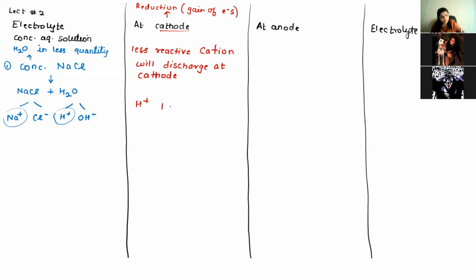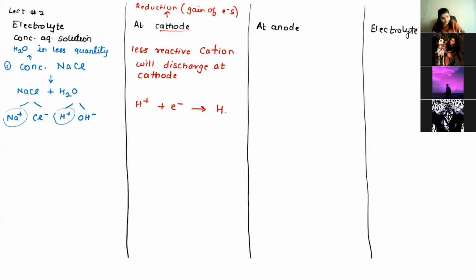So H+ plus electron will give me H. Jessica, is hydrogen diatomic or monatomic? It's diatomic. Yes, so we have to write H2: 2H+ plus 2 electrons gives me H2. So this is my equation for cathode. It is the H+ which got liberated, and what is left? Na+. So out of H+ and Na+, H+ is liberated because it is less reactive.